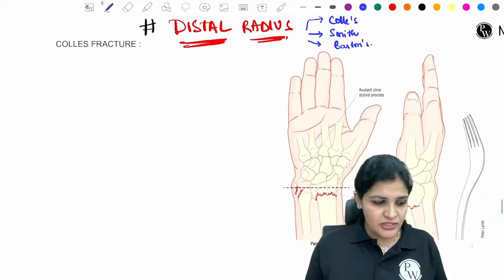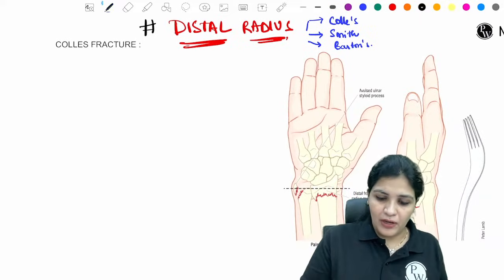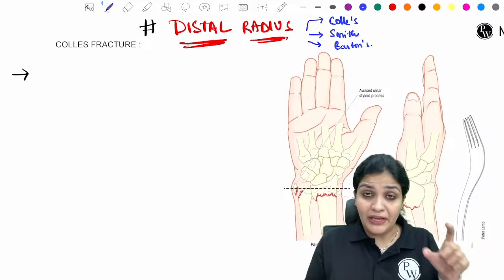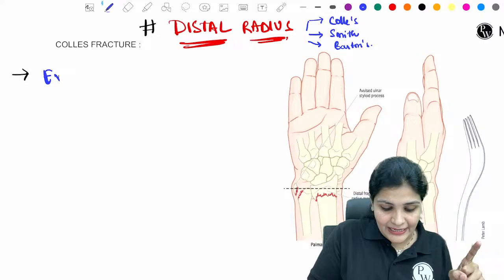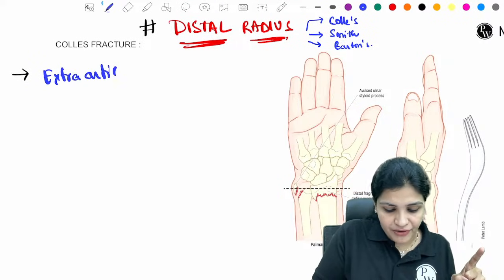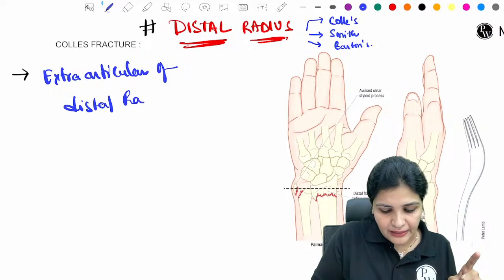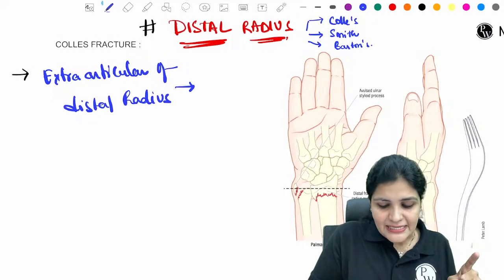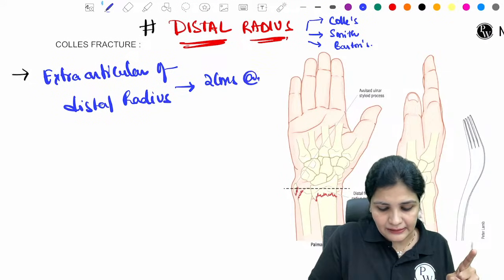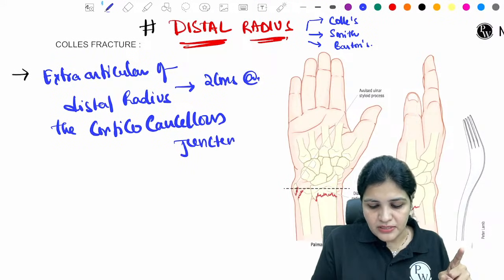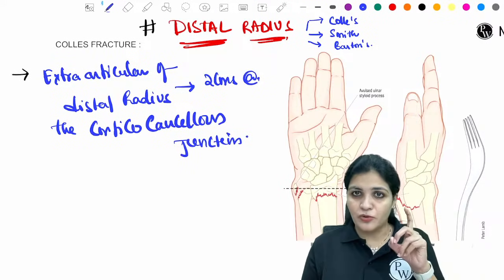Okay. The first and most important one is the Colles fracture. Whenever somebody asks you what is a Colles fracture, you're going to tell the definition: it is an extra articular fracture of the distal radius, seen 2 centimeters from the wrist joint at the corticocancellous junction, right? But this is only half of the definition.